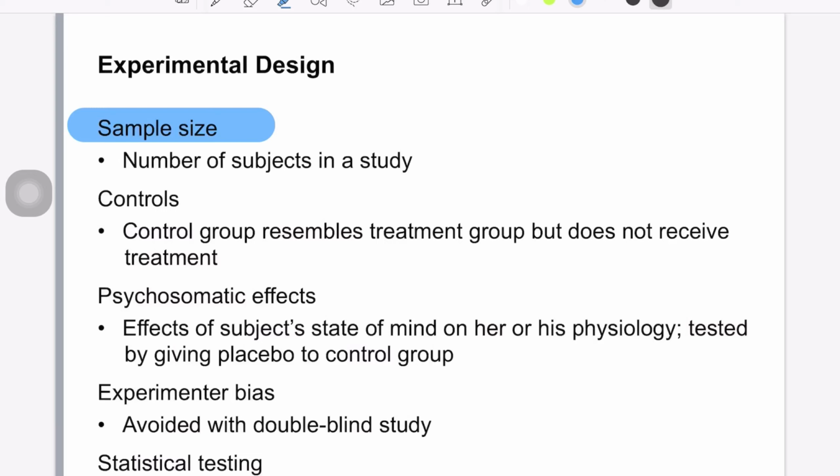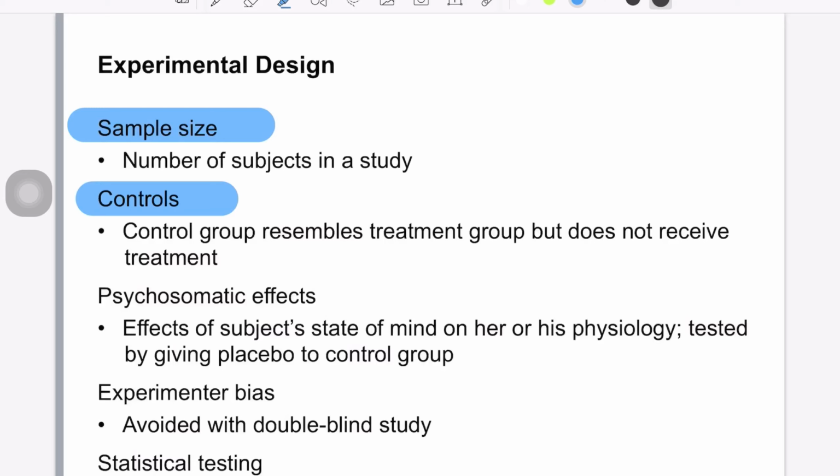If 30,000 people receive this injection and there was diversity in this 30,000 group, it's probably a safe vaccine. So sample size. You're always looking at how big the sample size was when you're trying to evaluate how good a scientific paper is. A larger sample size is much better. Controls. Was there a control group that did not receive the treatment?